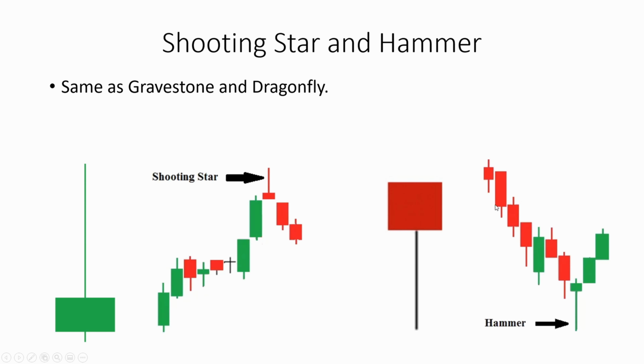The other example is the hammer. The hammer is when you have a lot of red candlesticks making lower highs. So lower highs, you see that, lower highs, lower highs, lower highs on the top and lower lows. And after that, you have a hammer.